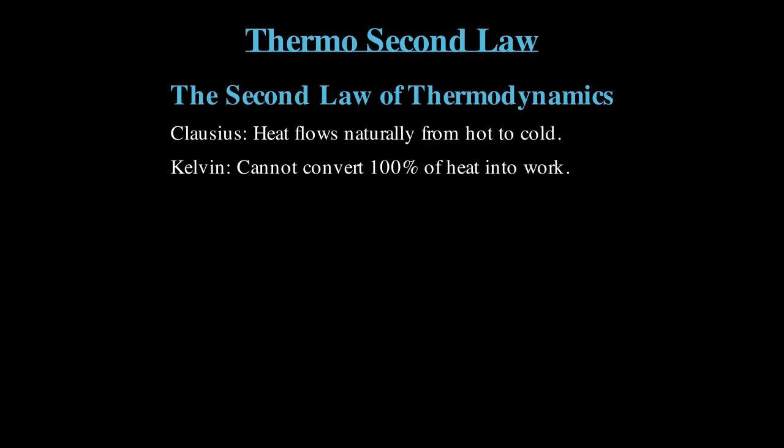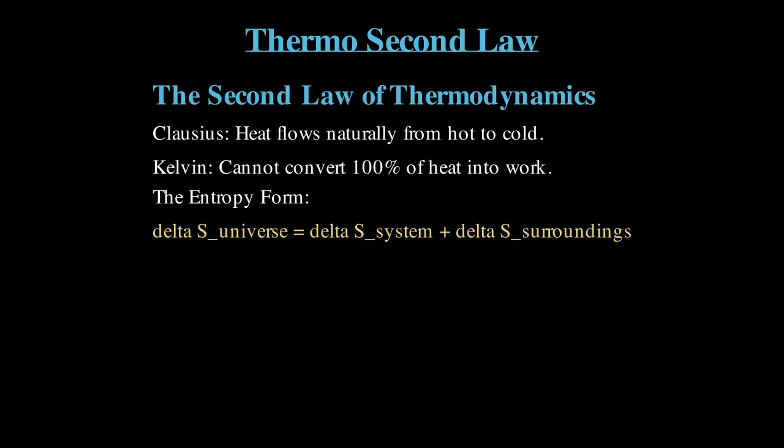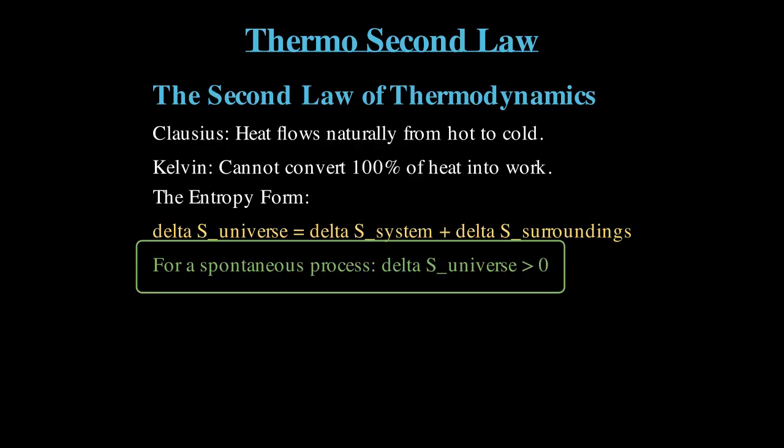For us chemists, the most useful version is the entropy form. This states that the total entropy of an isolated system always increases over time for any spontaneous process. Mathematically, we say that delta S of the universe, which equals delta S of the system plus delta S of the surroundings, must be greater than 0 for a process to be spontaneous. This is why the universe tends towards greater disorder.